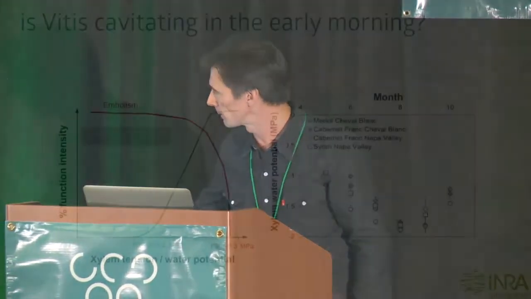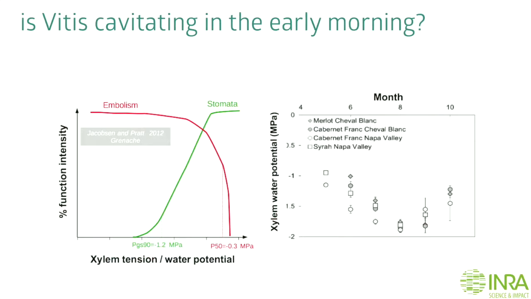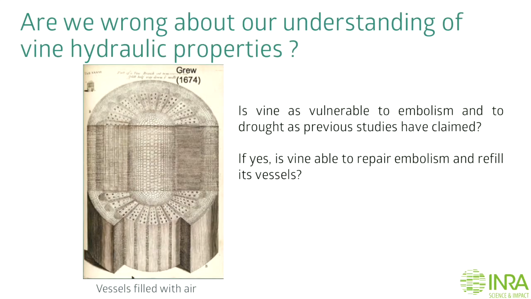We are at -12. You see, we are at P90. So 90% of the vessels, according to those works, are embolized. So are we completely missing the boat, or is there something that we are not understanding? That's what is at the root of the work of Sylvain Delzon's team. Are we wrong about our understanding?